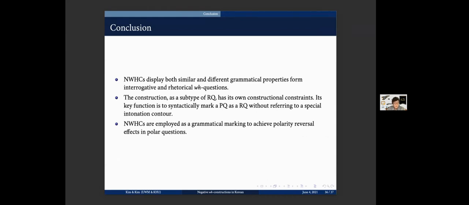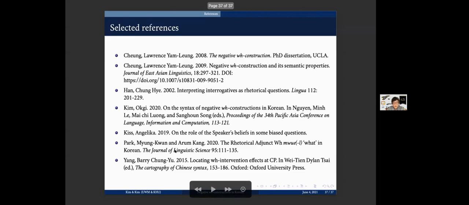And also, we argue that NWHs are employed as a grammatical marking to achieve polarity reversal effects in polar questions. Okay, thank you.